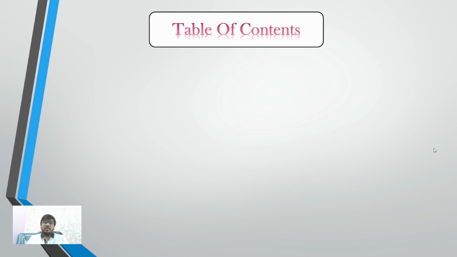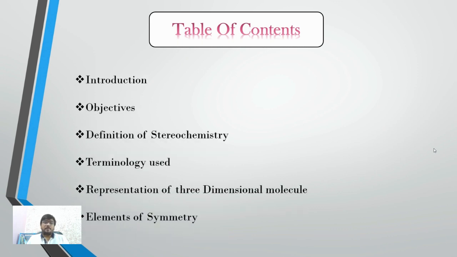So basically, before going to the main topic, let us consider the table of content. In this course, we will discuss the introduction part, the objectives of learning stereochemistry, the definition of stereochemistry, what are the terminologies used in stereochemistry, the representation of three-dimensional molecules, and at last the elements of symmetries.